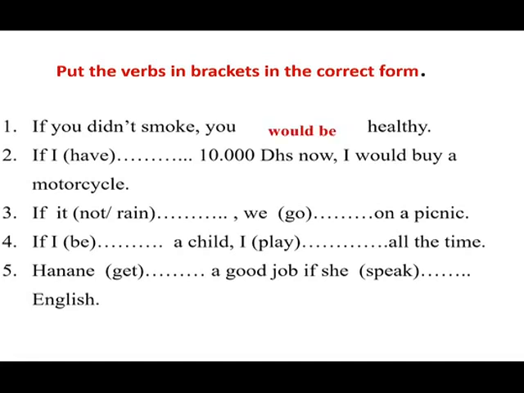Okay, you can stop the video again and finish the exercise. Then you can continue the video and check your answers. Well, I guess you got them right. Okay, number 2, we see if I. Yes, very good. If I had, so we need the simple past of the verb. If I had 10,000 dirhams, now I would buy a motorcycle.